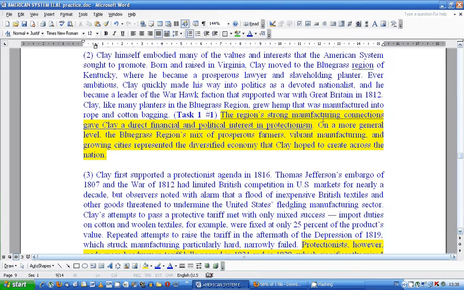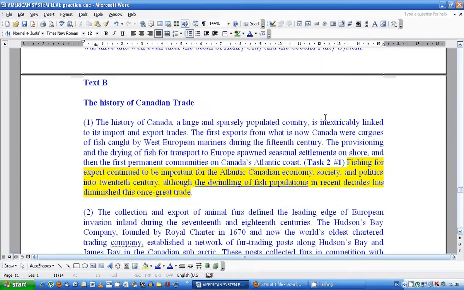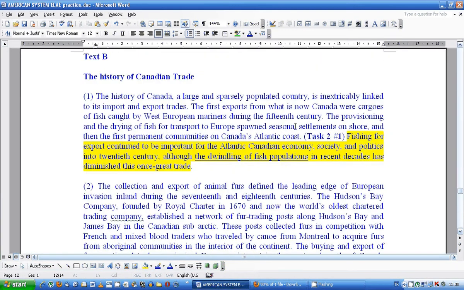Why? Okay, let's go down and have a look. So this one we're in the first paragraph. The dwindling of fish populations has diminished this once great trade. Diminished, decreased, got smaller. Okay, so this is your answer. Dwindling, similar meaning to diminishing, getting smaller.